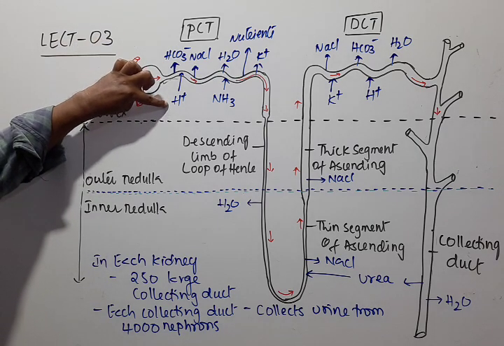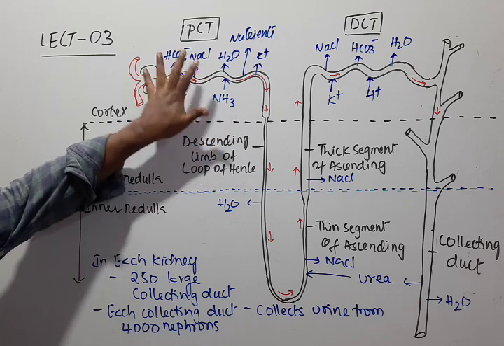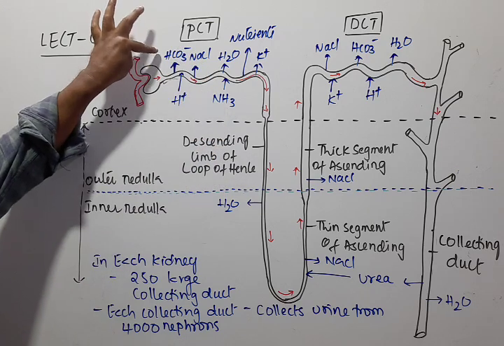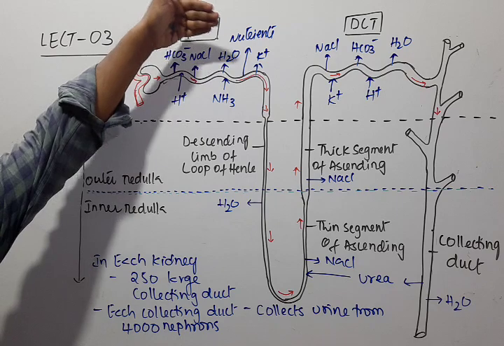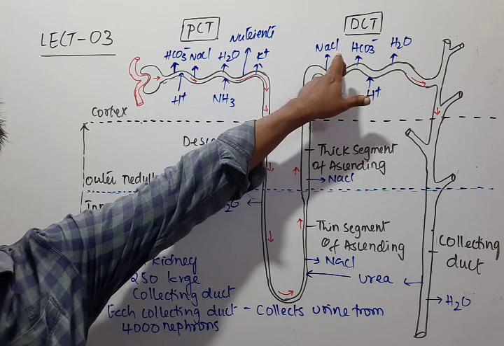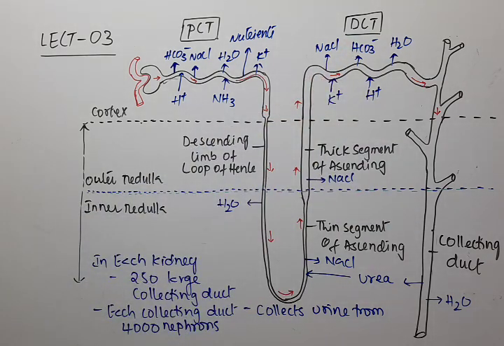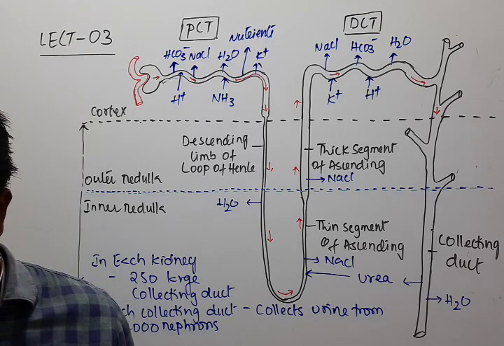So the hydrogen ions and ammonia are secreted into the PCT, and bicarbonate, sodium chloride and water, and potassium ions and nutrients are reabsorbed. So this arrow indicates secretion and this indicates reabsorption. So that's about reabsorption and secretion of some major substances at different locations of the nephron. Next session we will see in detail about the urine formation.